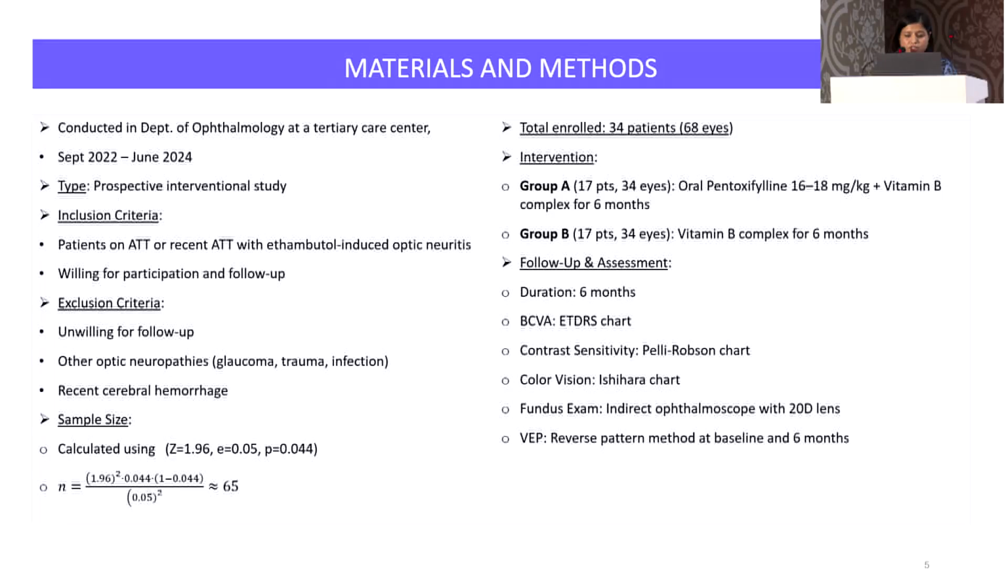A total of 34 patients with 68 eyes were enrolled in the study, with intervention group A, which received oral pentoxifylline 16 to 18 milligram per kg body weight along with vitamin B complex for 6 months, and group B, which received only vitamin B complexes for 6 months. The follow-up and assessment was done for a duration of 6 months, and it was assessed using BCVA, contrast sensitivity, color vision, fundus examination, and VEP.